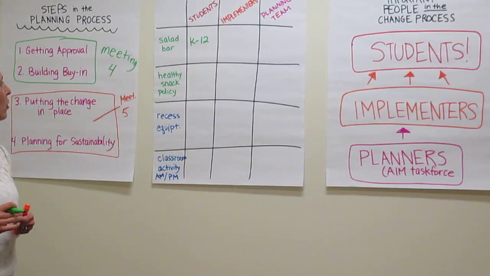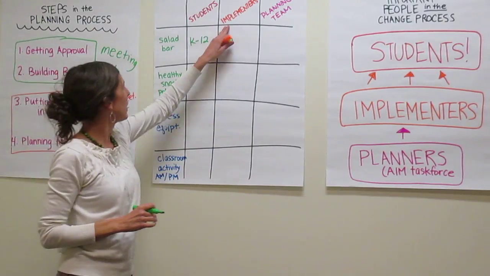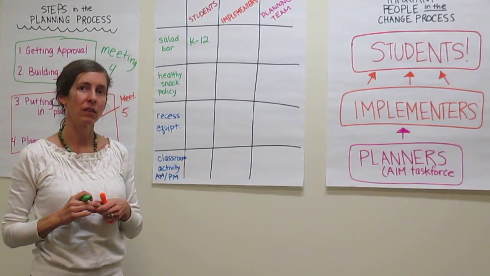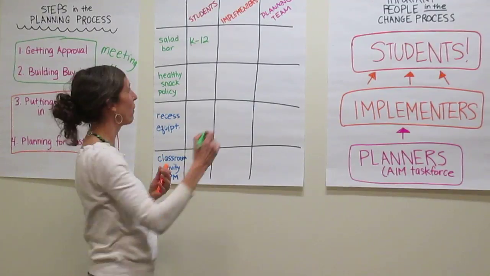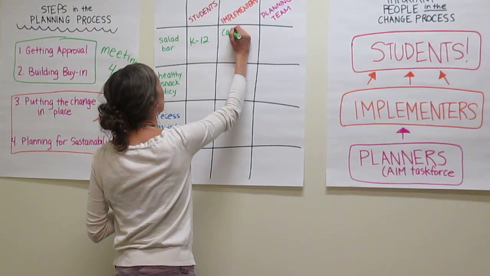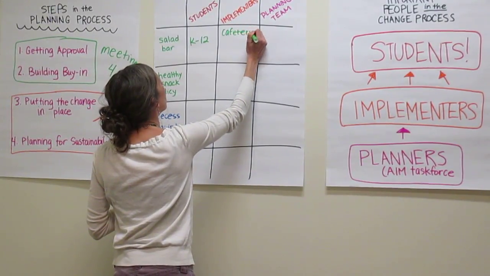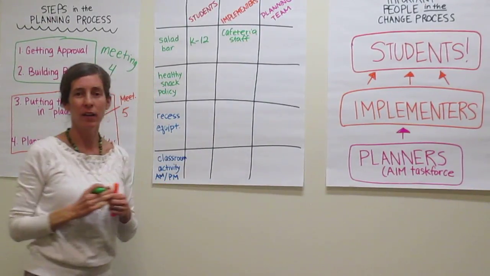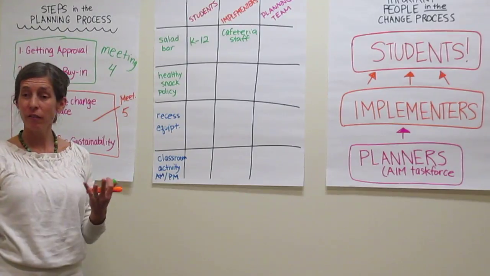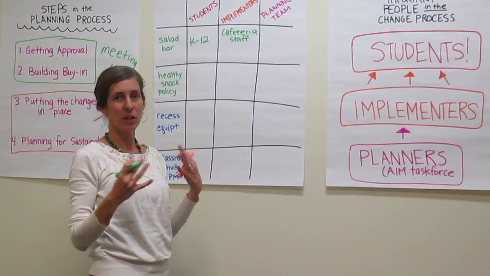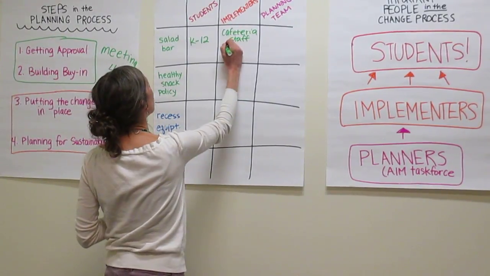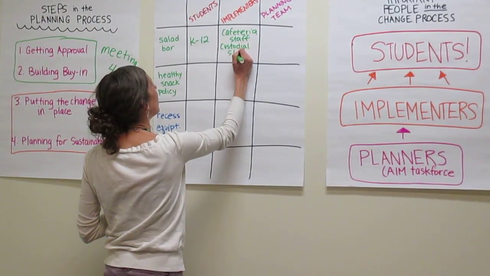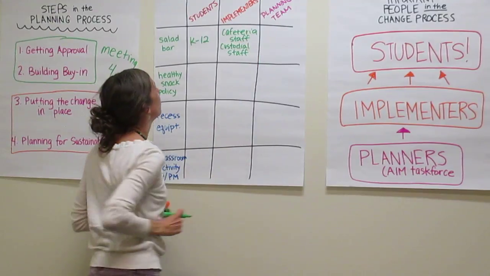Let's mark that so we know all the students are going to be involved in that change. Who's going to be implementing the salad bar? When you think about it on an everyday basis. Okay, the cafeteria staff, of course. And the custodial staff is going to be responsible too. They're going to have new responsibilities as well. Let's definitely keep that in mind.